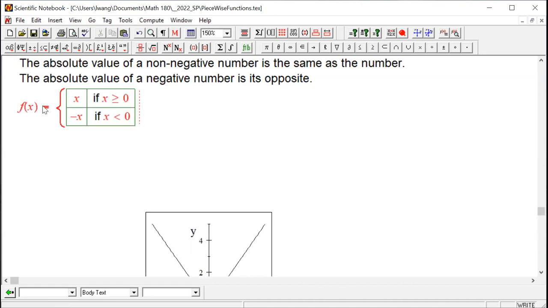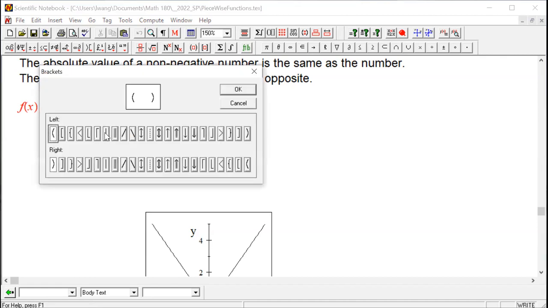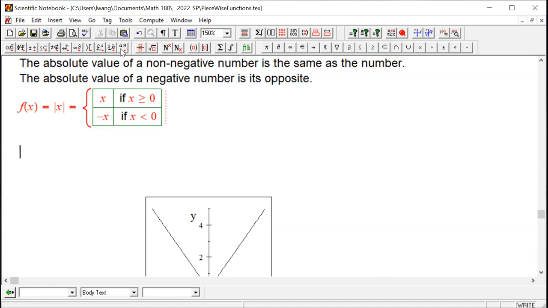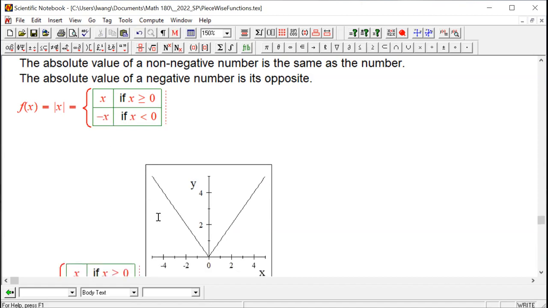Which is right here, right? The absolute value of a non-negative number is the same as the number. The absolute value of a negative number is its opposite. And we certainly had the graph of it, right? We certainly had the graph of it.